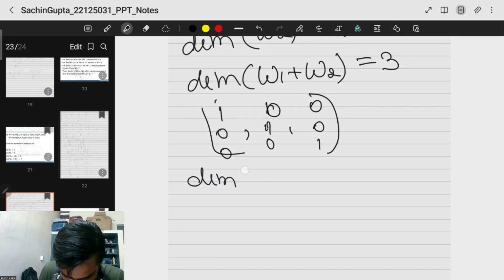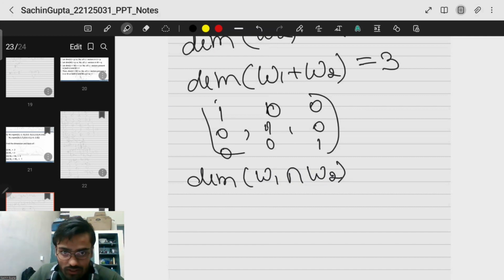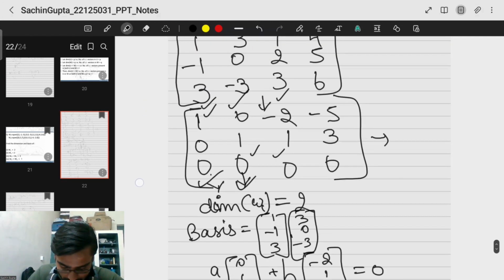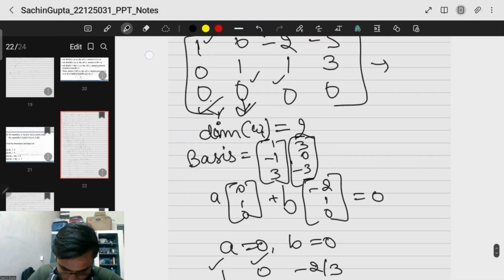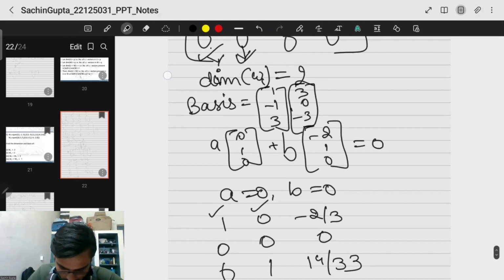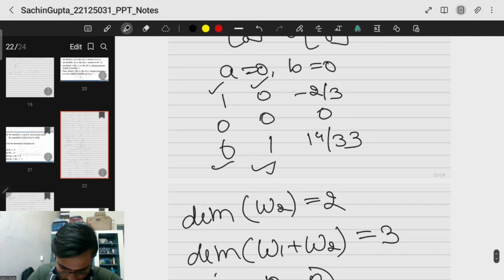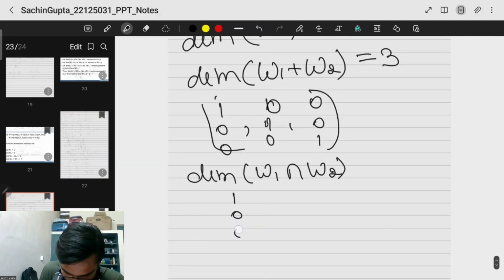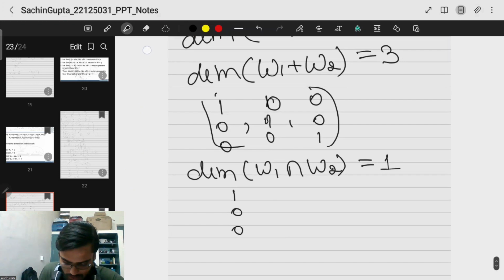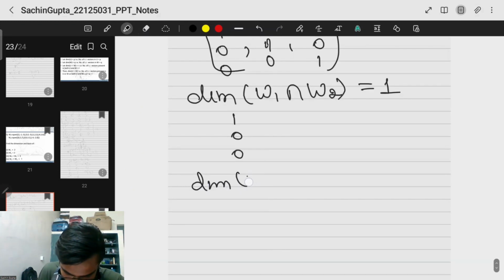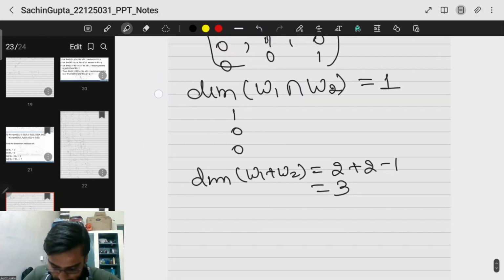And for dimension of W1 intersection W2, we have to find the number of linear independent vectors which are present in both W1 and W2. In W1 we have these two, 1 0 0 and 0 1 0, and in W2 we have 0 1 0 0 and 0 1. So present in both is 1 0 0. So dimension of W1 intersection W2 is equal to 1. And we can also find this using the formula: dimension of W1 plus W2 is equal to 2 plus 2 minus 1, that is 3. So the formula is also proved.